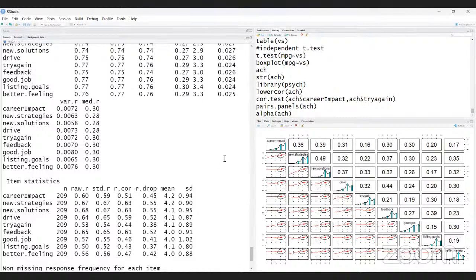So today you have learned both the t-test and the correlation. Plus you have learned alpha value also.